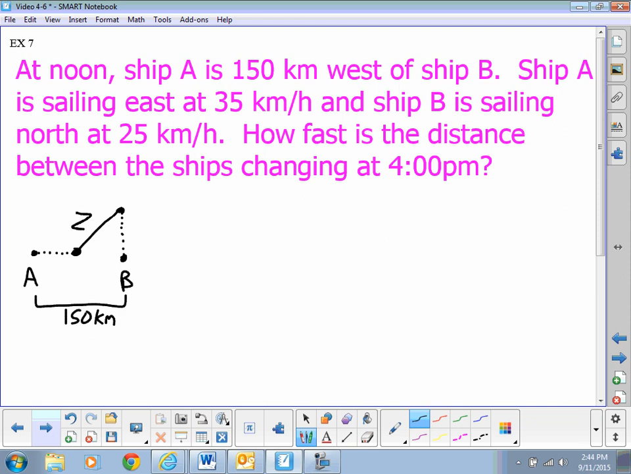So let's call that Z. We can call this Y. That'll be the distance that ship B traveled. And then we're going to call this part X, because that's the actual distance that ship A traveled. In our triangle now, we can label that side in terms of X. If the whole thing was 150 kilometers, it has traveled X kilometers, so this side would be 150 minus X kilometers.